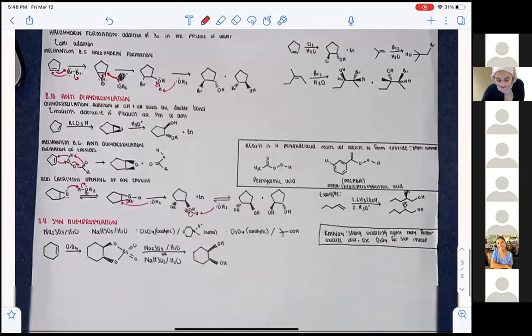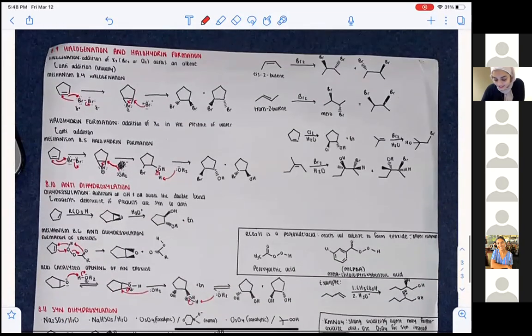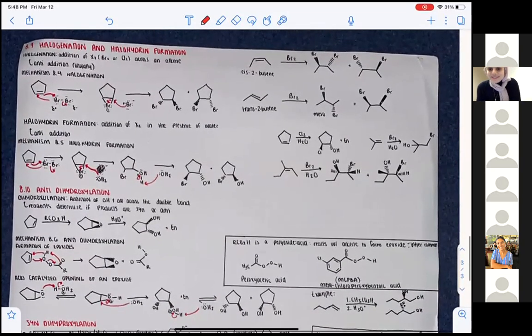So yes, this is the last page that I have, and then I got really busy this week. So let's finish going over this and then practice problems. And then from that, we'll be able to learn a lot of the other reagents that we haven't covered. And then I promise I will send this by the end of the day.